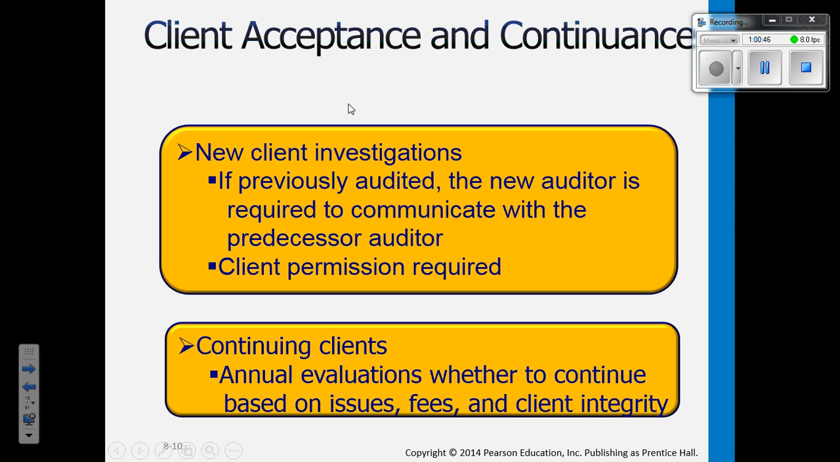Okay? Client permission is required because it's confidential information. You cannot talk to the predecessor without the client's permission. What if they say no? Personally, I don't want the client.